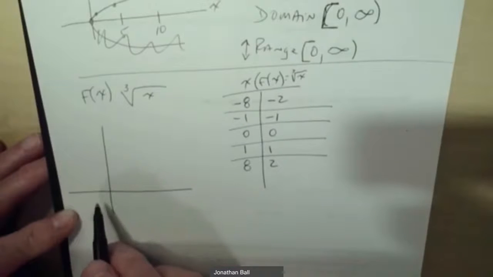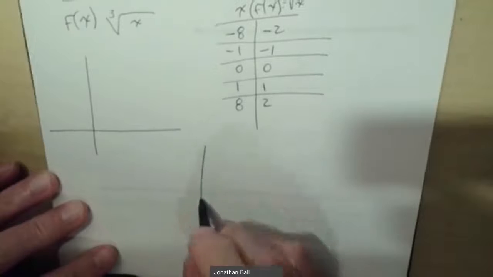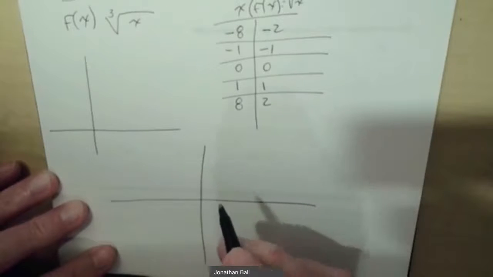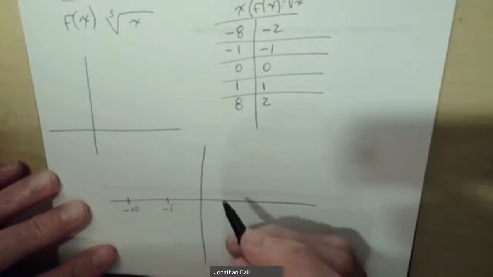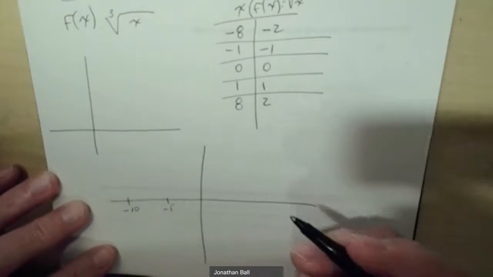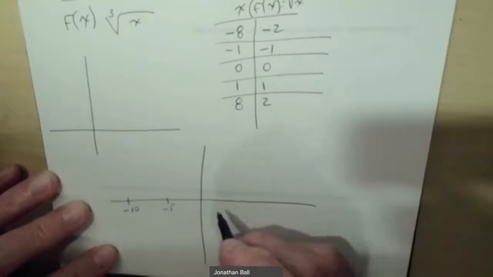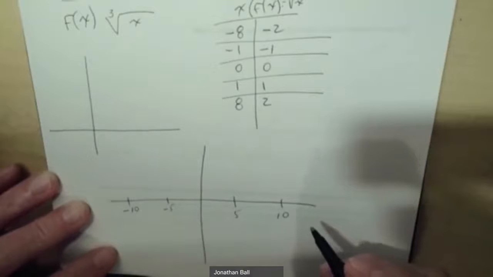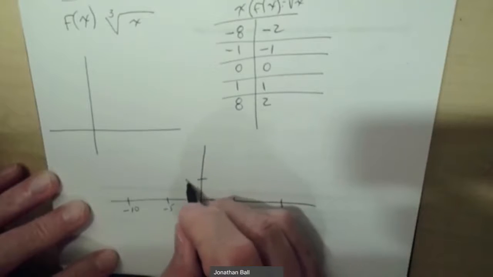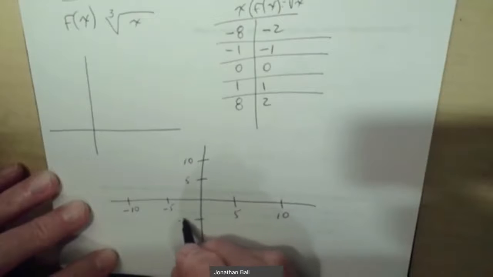Okay, I should have made this graph, you know what? Let me move this down. Should have made the graph bigger. -5, -10, and +5 and +10.